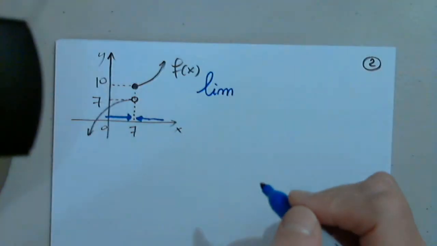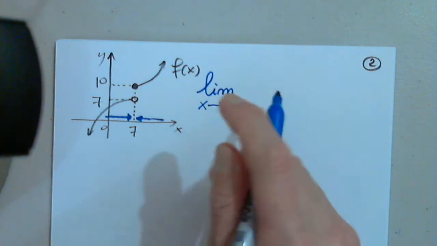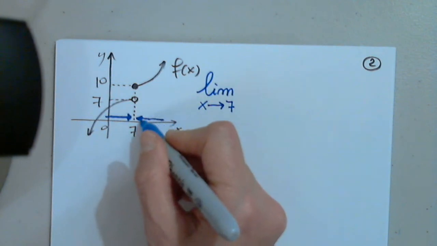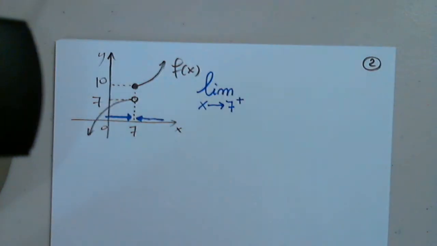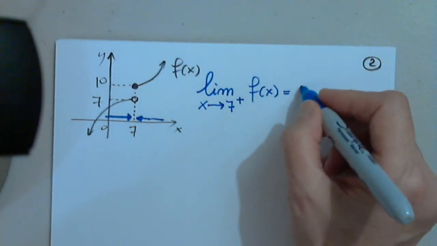How do we write this concept? Limit as x approaches 7 with numbers larger than 7. We signify that by a plus as a power of f of x. And that is indeed 10.